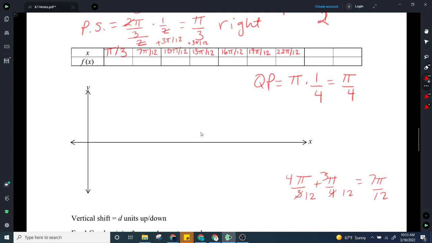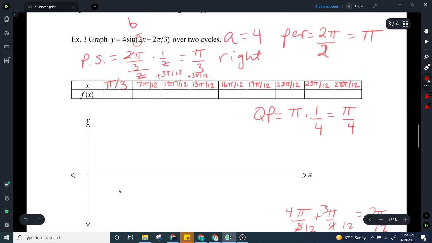Now you keep adding 3 pi over 12 each time, because 3 pi over 12 is your quarter period with that common denominator that we needed to get. Add 3 pi over 12 again, that puts you at 25 pi over 12. One more time to get 2 complete cycles, that puts me at 28 pi over 12. All right, so that's how we get our x values.